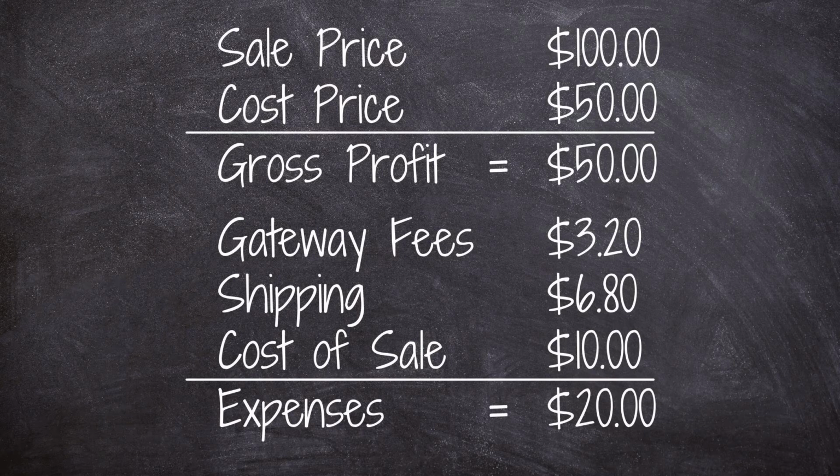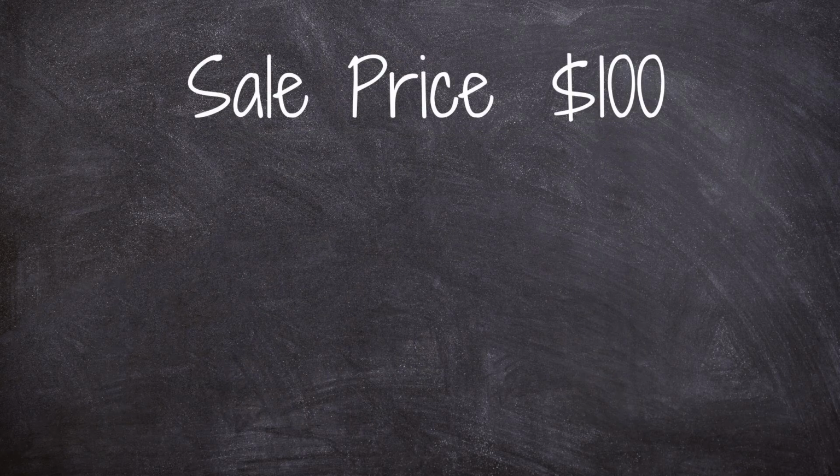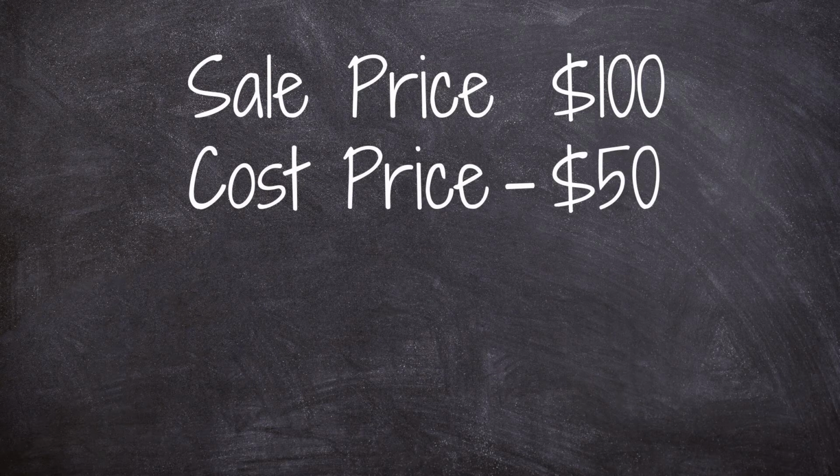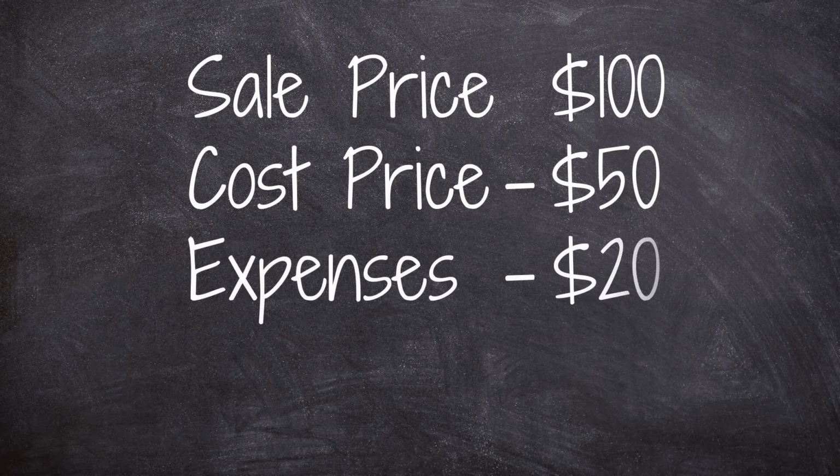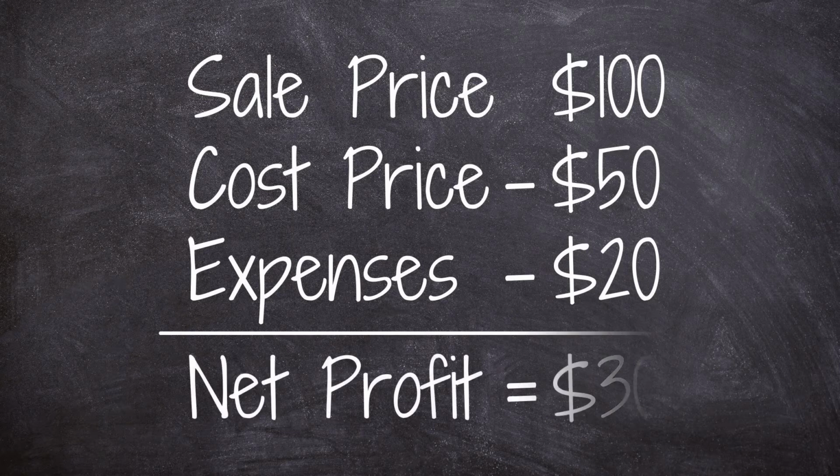So to figure out our net profit, what we need to do is take our sales price. We need to minus the cost of the goods, which is the $50. We then need to minus our expenses that are associated with that sale. And that brings it down that we have a net profit on that product of $30.